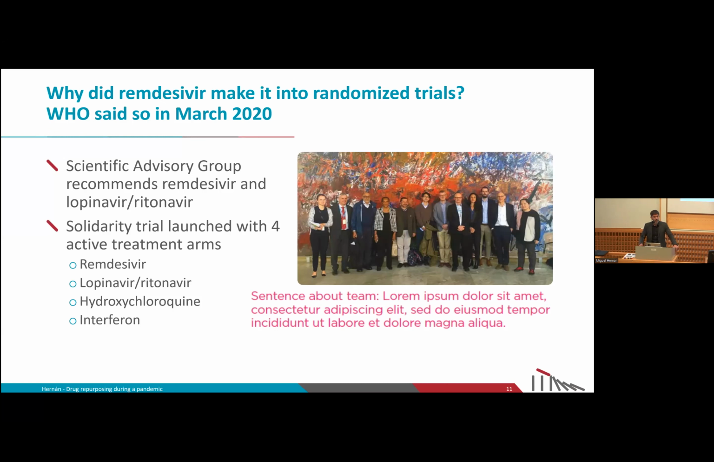And in March, the WHO Solidarity trial was launched with 4 active treatment arms. They had 1 arm for remdesivir, 1 arm for lopinavir, 1 arm for hydroxychloroquine, and 1 arm for interferon, plus controls. The arms of hydroxychloroquine and lopinavir were stopped in the fall because they didn't work. And only these 2 arms were continued. And as you saw, they didn't find that they worked either at the end of the trial.